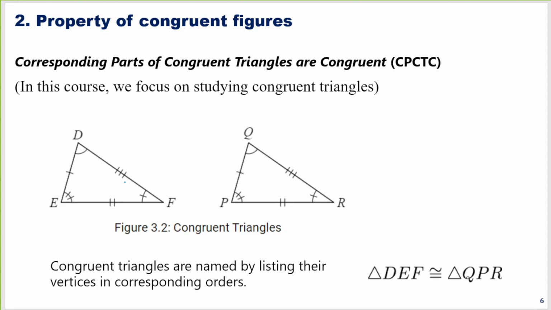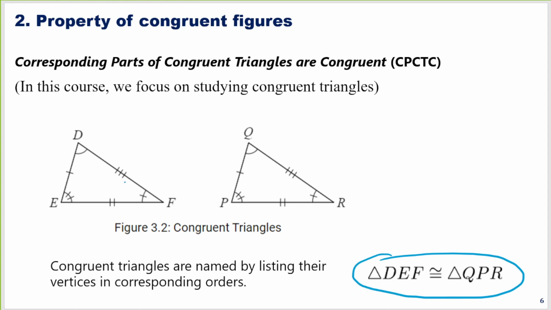And in this course, we'll focus on studying congruent triangles only. So for the following discussion, we'll only talk about congruent triangles, okay? For example, these two triangles are congruent. Usually we use this symbol to denote congruent triangles. Here, triangle DEF is congruent with triangle QPR.